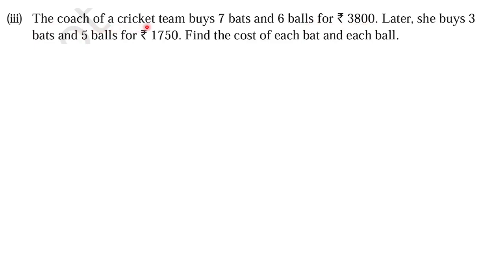The coach of a cricket team buys 7 bats and 6 balls for rupees 3800. Later, she buys 3 bats and 5 balls for rupees 1750. Find the cost of each bat and each ball. Use substitution method. Actually, there is a title in the beginning. Let me write it. Use substitution method.